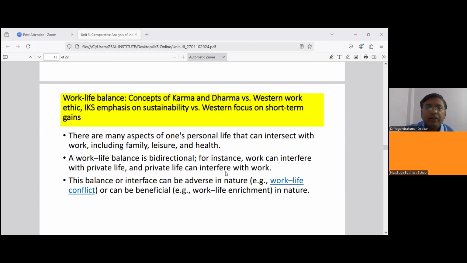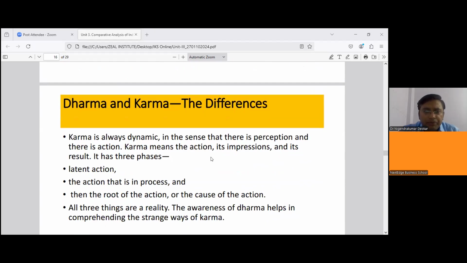This is very important. Work-life balance, a very popular subject for research, consists of karma and dharma. Generally, students ask what is karma and dharma. Okay, so the question is very simple. Karma is always dynamic. When you are a kid, your karma was different. Playing, enjoying was your karma.